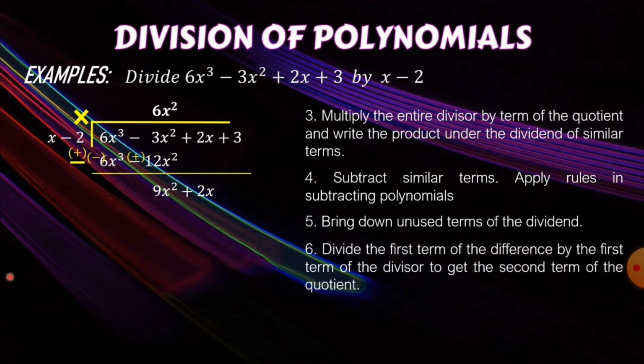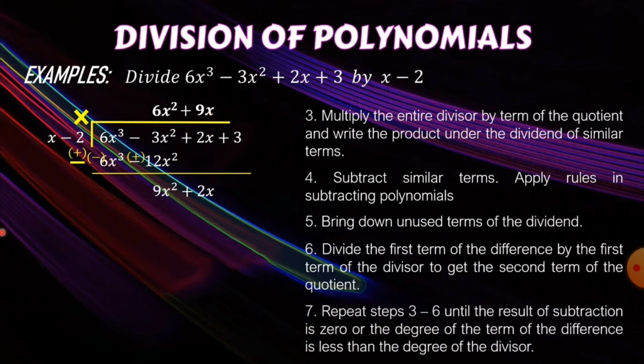Next step is divide the first term of the difference by the first term of the divisor to get the second term of the quotient. Anong ibig sabihin nito? So, si 9x squared divided by x, okay? Yung mga first term, okay? So, when you divide, we can get the second term of the quotient. So, magiging 9x na, okay? Naging x siya kasi we subtract the exponent.